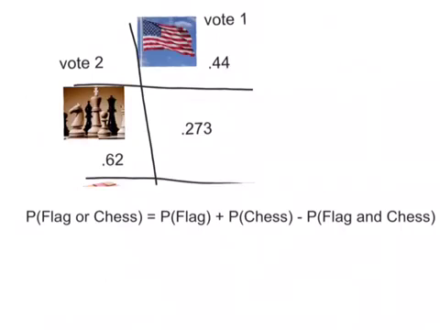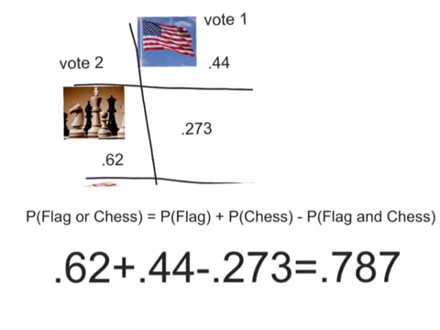So the way we fix that is we say, let's figure out the probability that they voted for the flag, probability that they voted to play chess, and we're going to subtract the probability that they might have voted for both, and that's going to fix that. And then we're going to figure out exactly what's the probability that they voted for either one or the other one, but not both. Okay, so let's write that down.